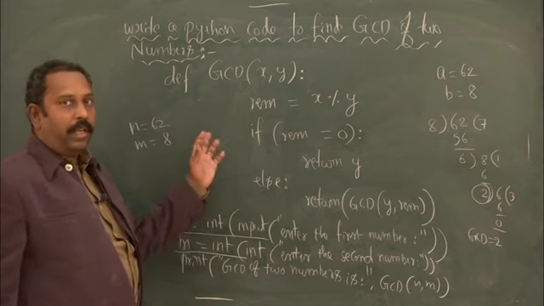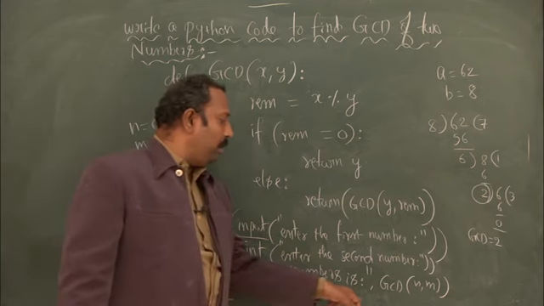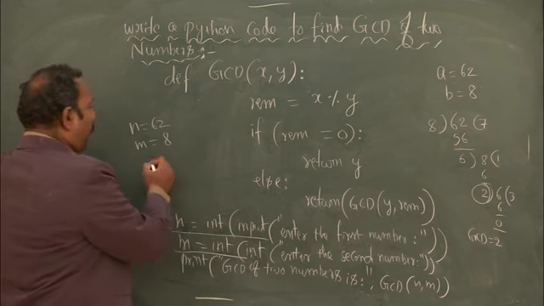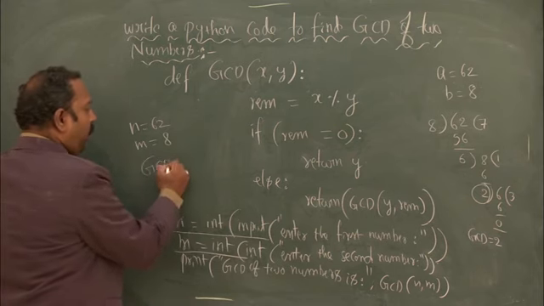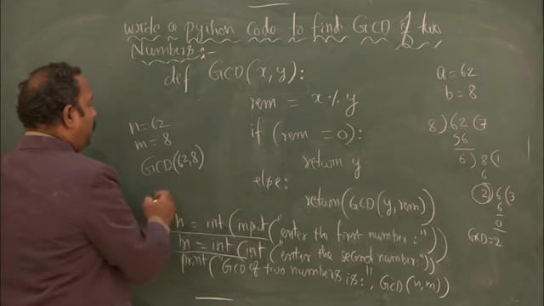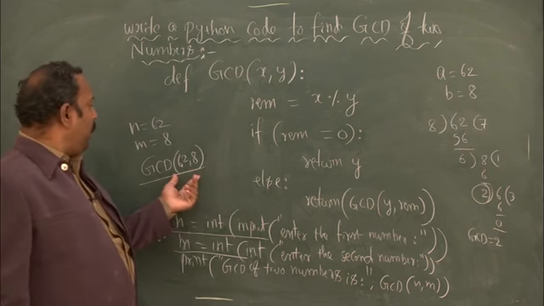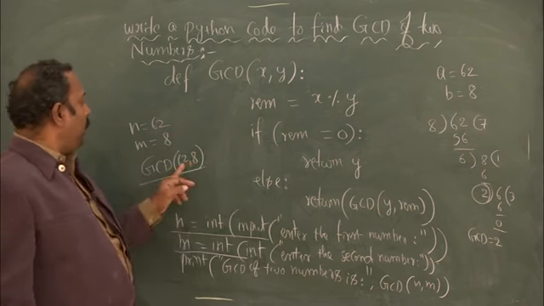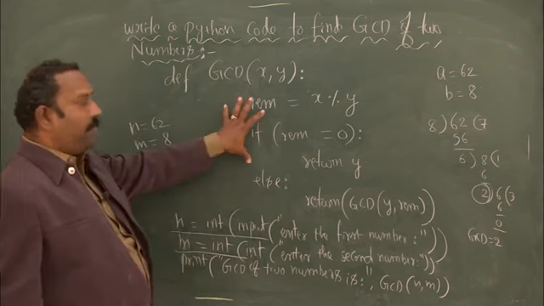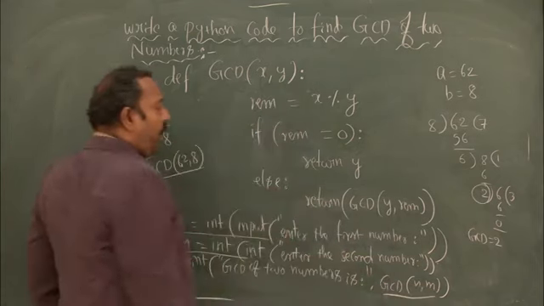Print GCD of two numbers equal to GCD of n comma m. That means there is a function called GCD of n comma m. What is n here? 62. What is m here? 8. So this is the function call. The interpreter checks the GCD function, and 62 will be assigned to x and 8 will be assigned to y. Whatever the function returns will be printed here.